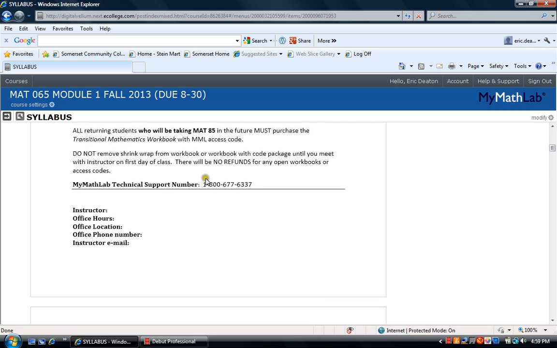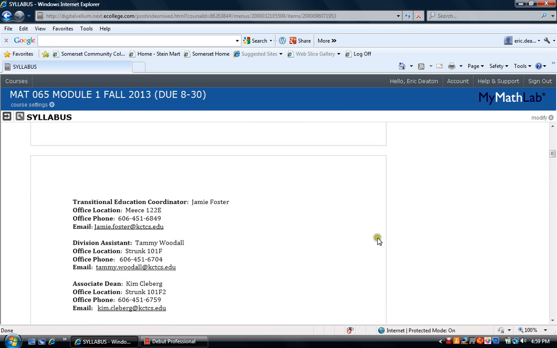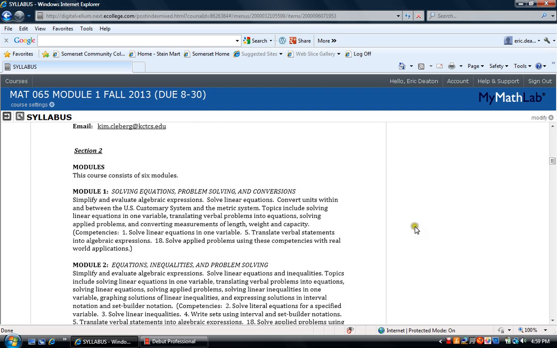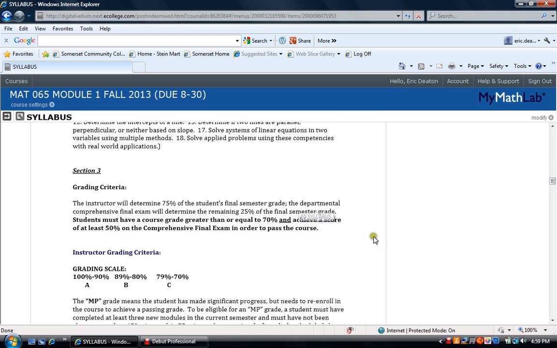Once again, this number right here is a very important number. You may want to write that down somewhere for safekeeping. If you ever have any issues with MyMathLab, that's the number you want to call. Your instructor will provide the information for their official syllabus. That's just the same thing as this, except with their information. This is some information for people that work in the division that you may need to call. You can read the module descriptions for yourself, whichever class you're in.